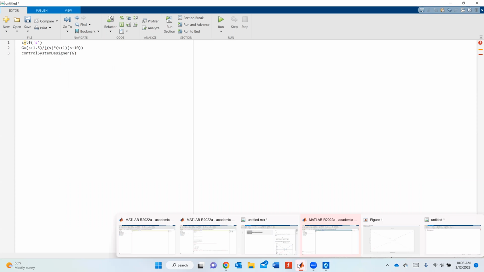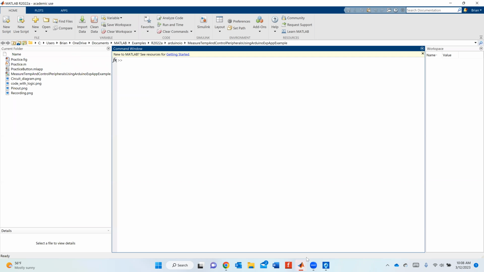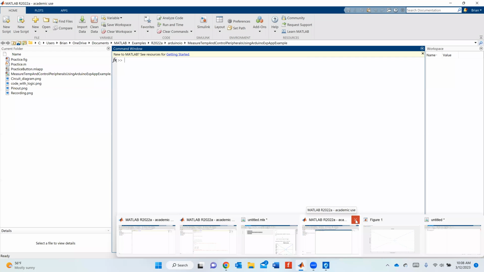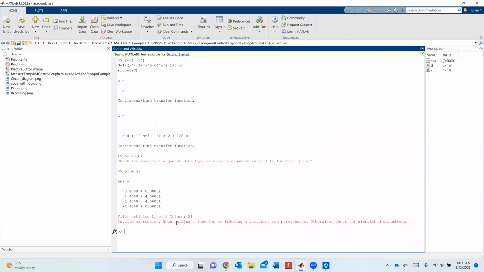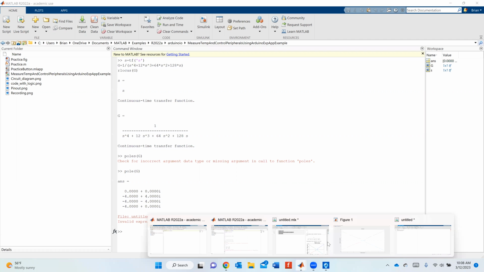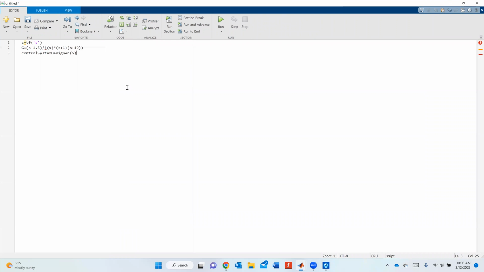let's see, it looks like invalid, use parentheses. Oh, did we not use parentheses? Let's check. Control system designer. Oh, we might have forgotten one. Let's look here. Okay, I'm going to rerun that now. S plus 1.5 divided by S times... Oh, I forgot the multiplication in between. That's why. Run.